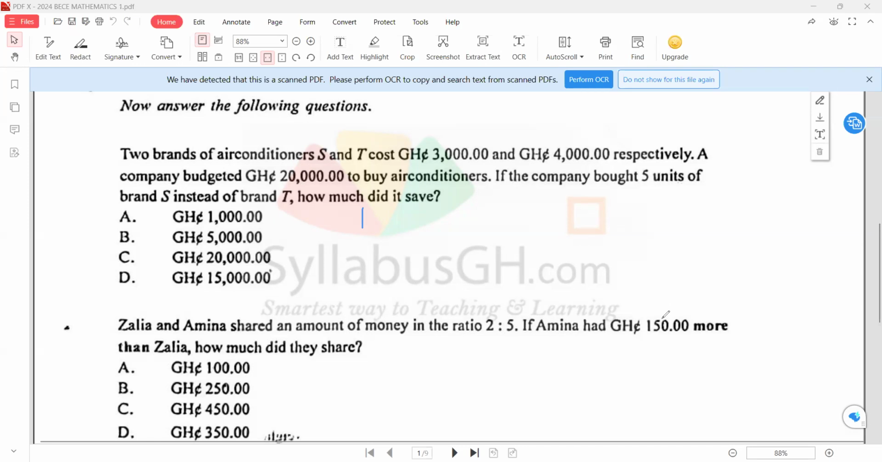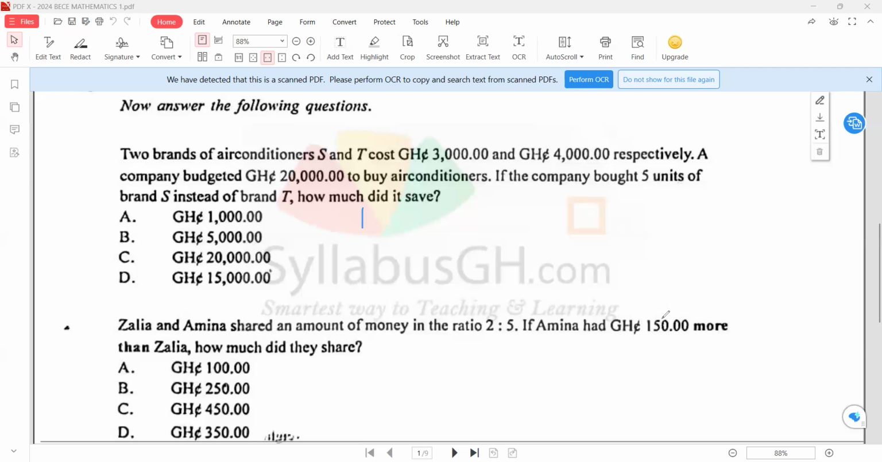Question number one. Two brands of air conditioners, S and T, cost 3,000 Ghana cedis and 4,000 Ghana cedis respectively. The company budgeted 20,000 to buy air conditioners. The company bought 5 units of brand S instead of brand T. How much did they save?